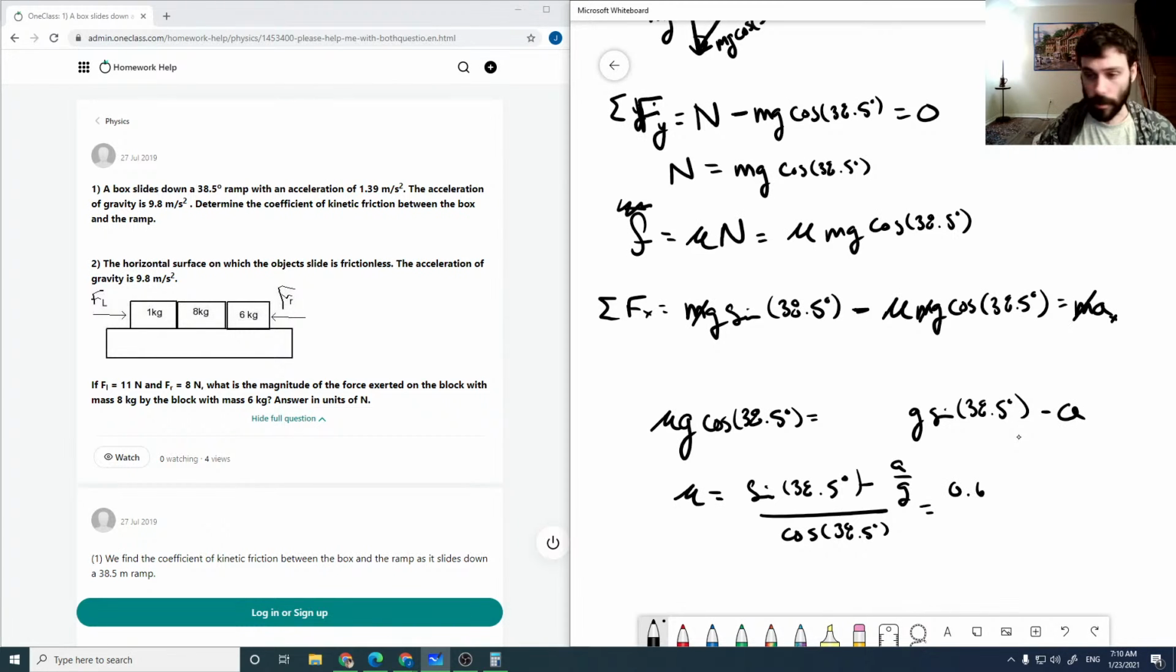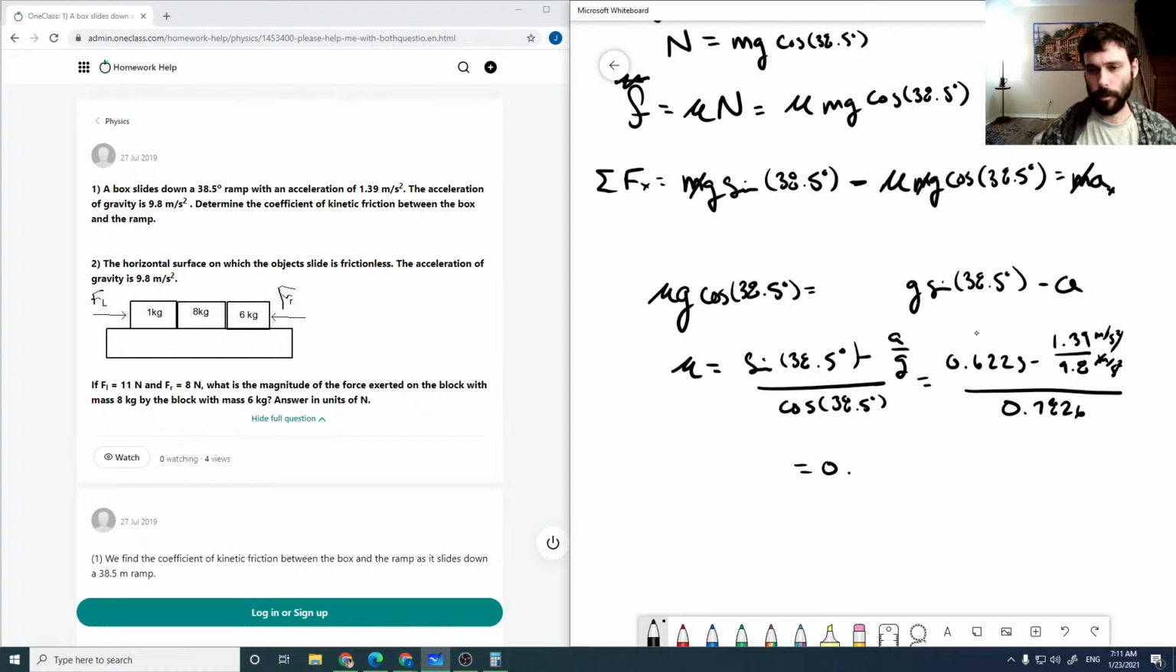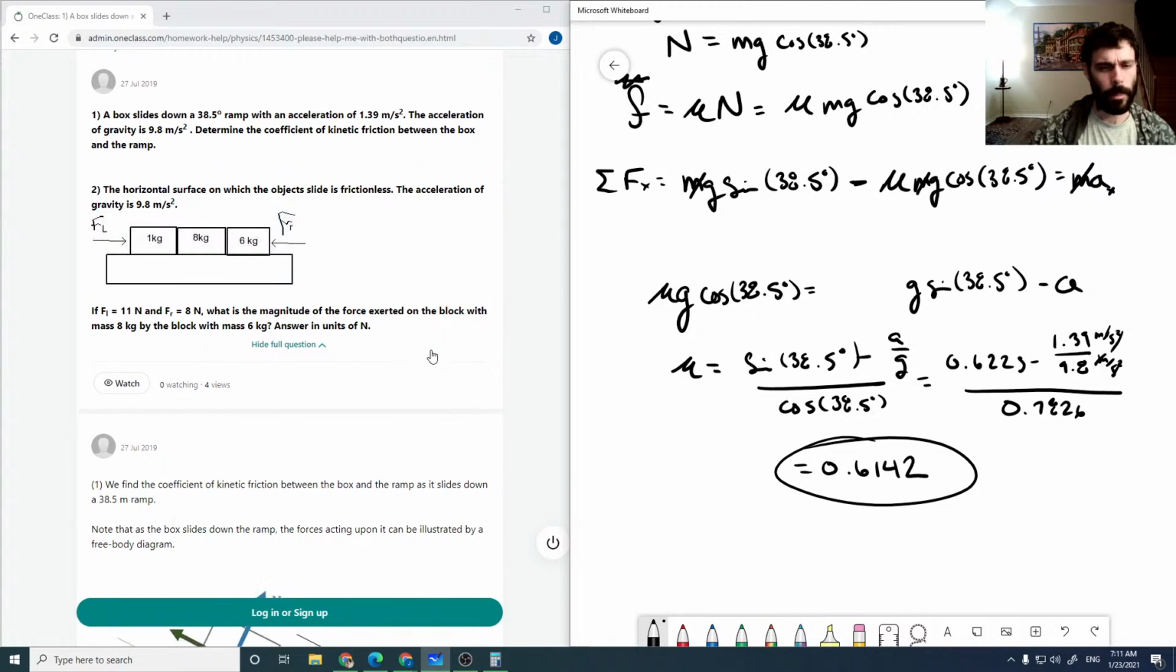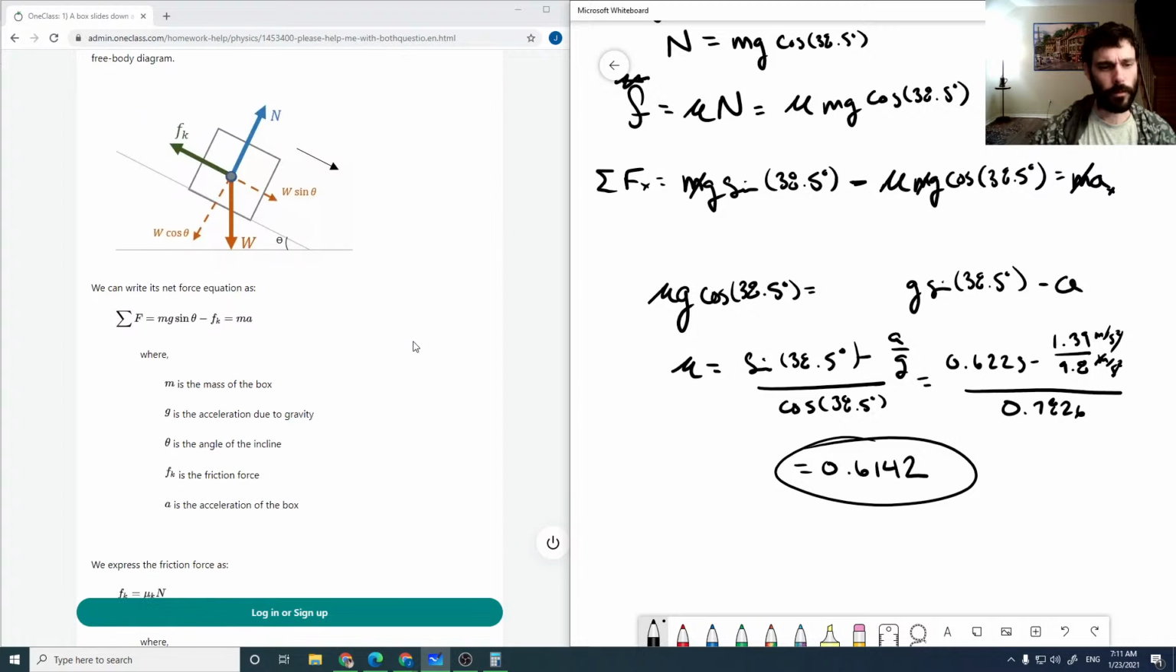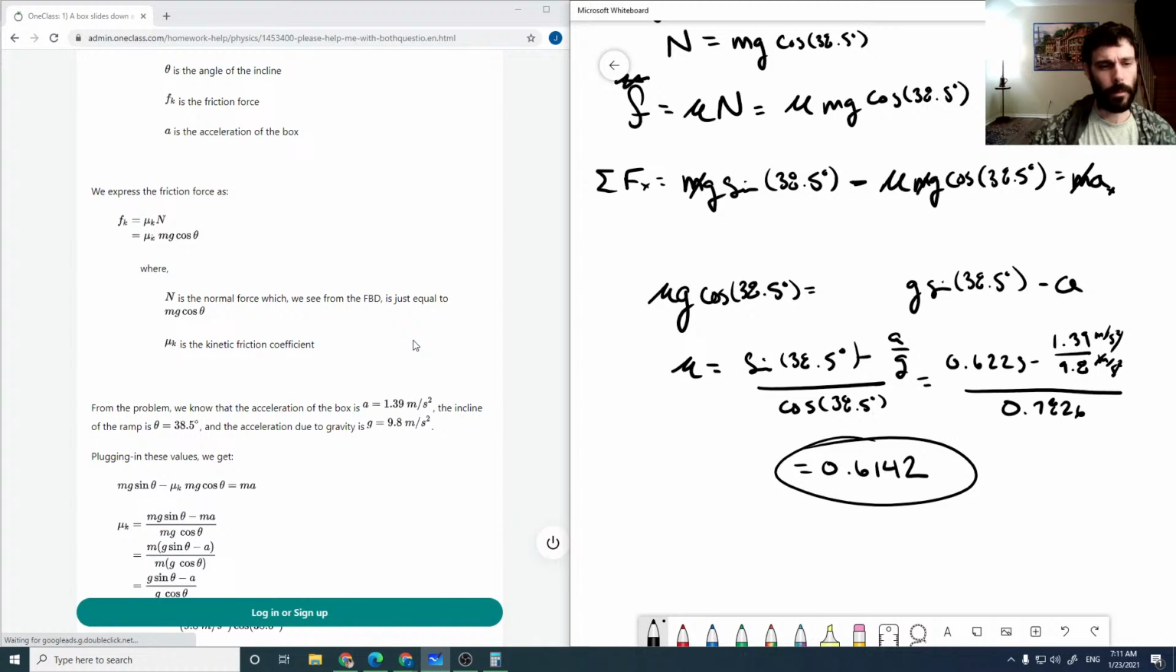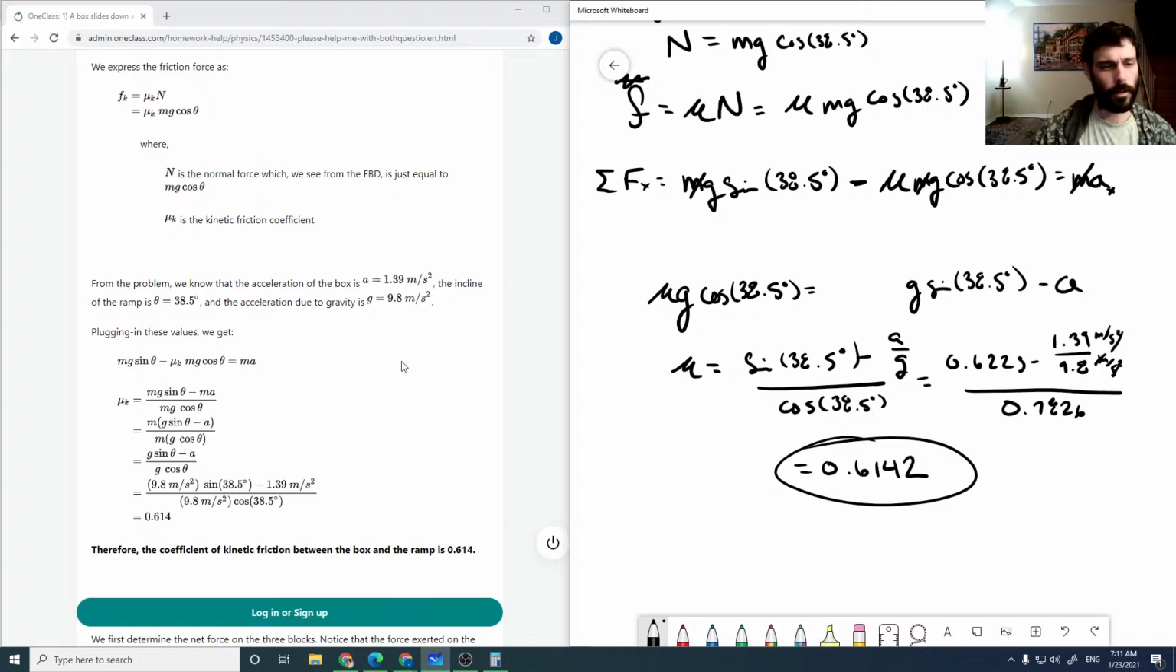which comes out to, if we take 0.6225 minus 1.39 over 9.8, both of these are meters per second squared, and we can see that these units will cancel, all over 0.7826. Running this on our calculator, we get 0.6142. So there's our coefficient of kinetic friction for the ramp. If we check the solution just for this first part, then it looks good, 0.614.